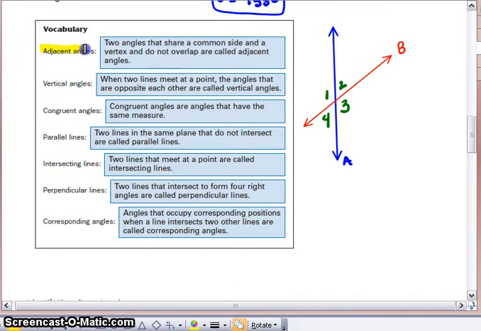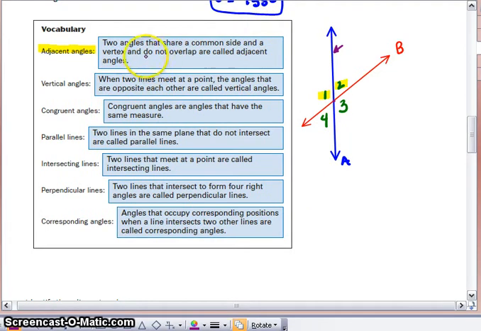Let's start with adjacent angles. Adjacent angles are two angles that share a common side and a vertex and do not overlap. So for instance, angle 1 and angle 2 would be considered adjacent angles because they share this side, and they share this vertex. So angle 1 and angle 2 would be considered adjacent. So let's write those up here. Angle 1 and angle 2.